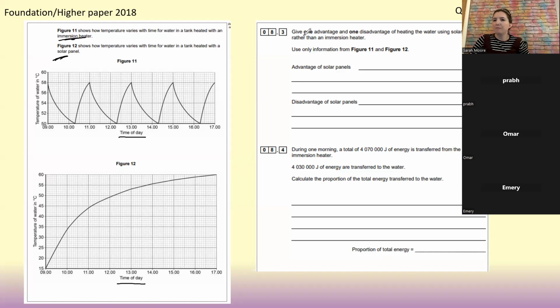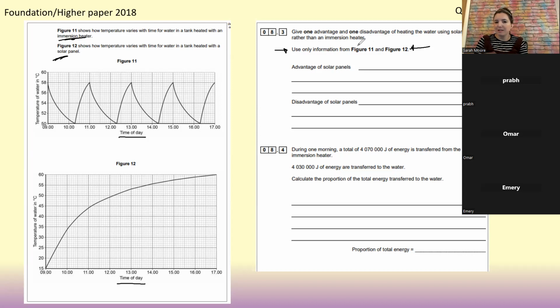So, 8.3: give one advantage and one disadvantage of heating the water using solar panels rather than the immersion heater. Use only information from figure 11 and figure 12. In other words, don't put your own ideas in. I know you might have lots of ideas about advantages and disadvantages of solar panels, but only use the information in the graphs.